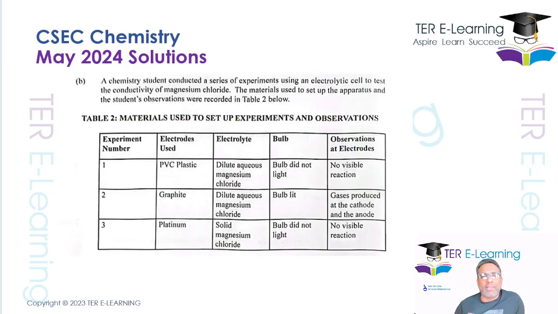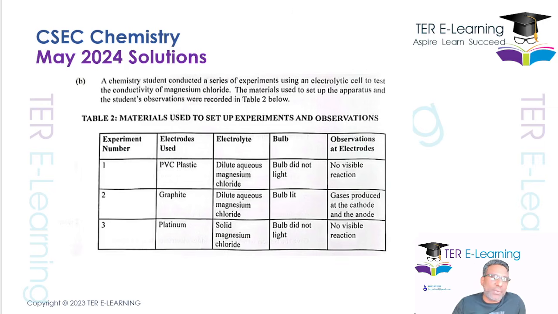Next part. We have a chemistry student conducted a series of experiments using the electrolytic cell to test the conductivity of magnesium chloride. The materials used to set up the apparatus and the students' observations were recorded in table 2. So we have 3 different experiments here. So in one experiment, we're using PVC plastic as the electrode. Then we have graphite, we have platinum. And we have scenarios where the bulb will either light or not light. And observations at the electrodes. No visible change, no visible change.